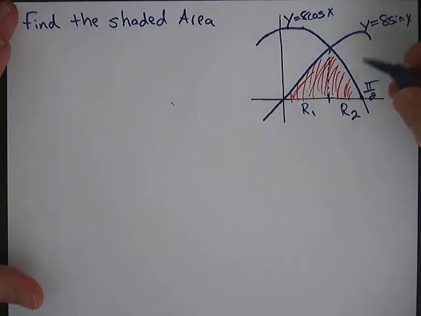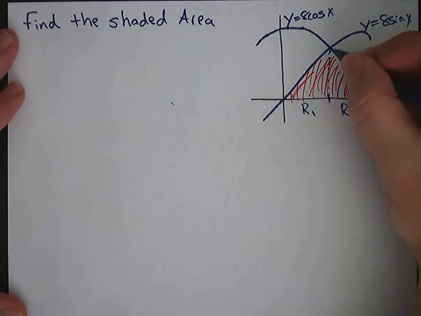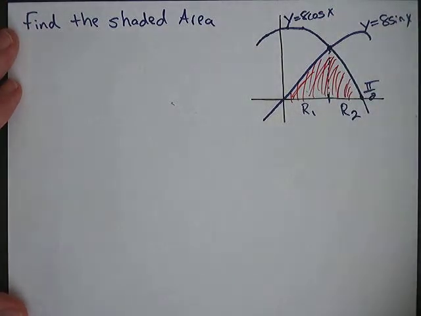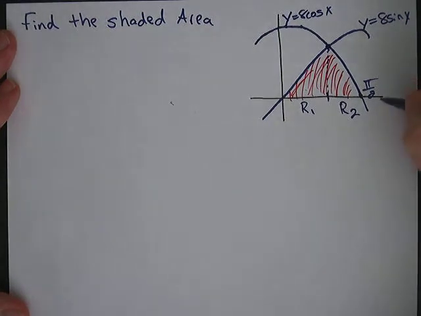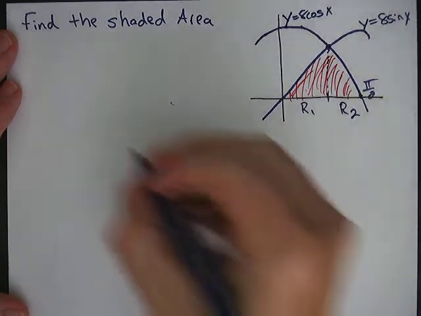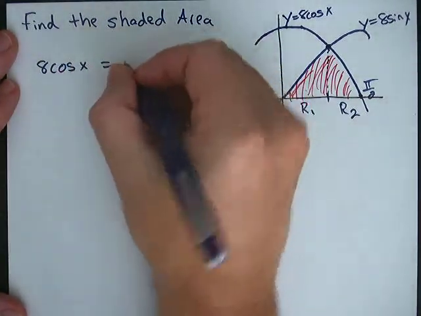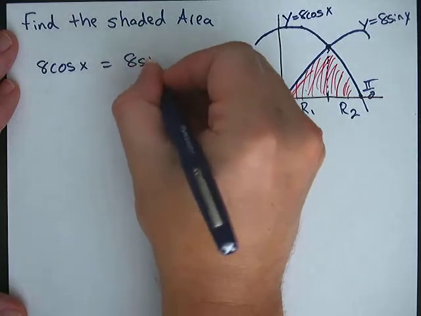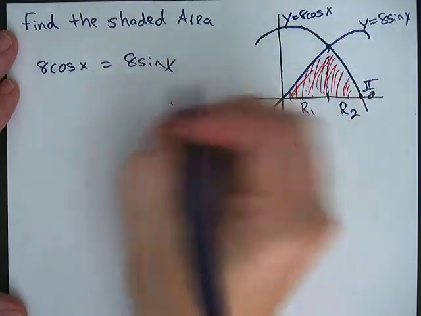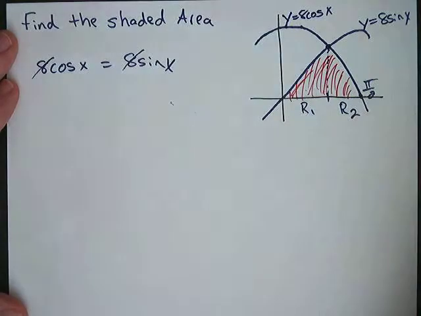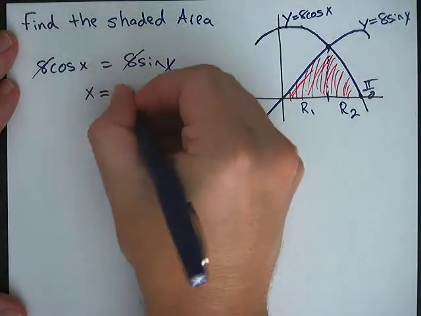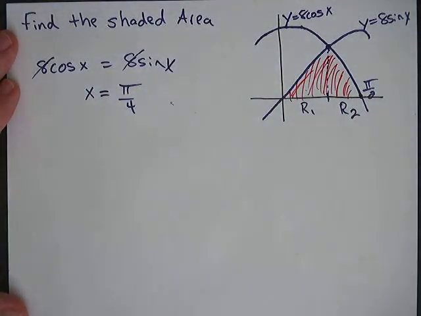So let's see, first of all, let's find this intersection point. Where would that be? You could look at this pi over 2 and say, yeah, it's probably halfway there. It's probably pi over 4. But if you want to figure that out, you can set 8 cosine x equal to 8 sine x. Okay, and the 8's will cancel out. Where's cosine equal to sine? Well, that is actually x equals pi over 4. So that is the center point.